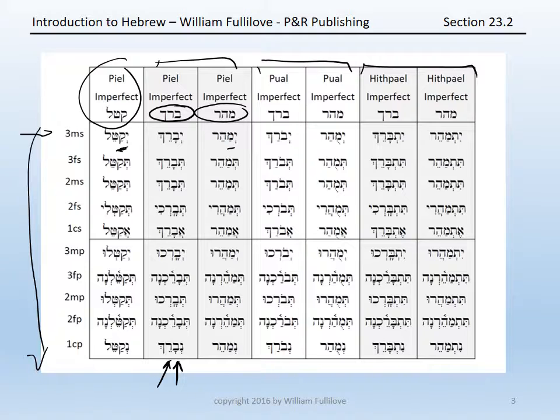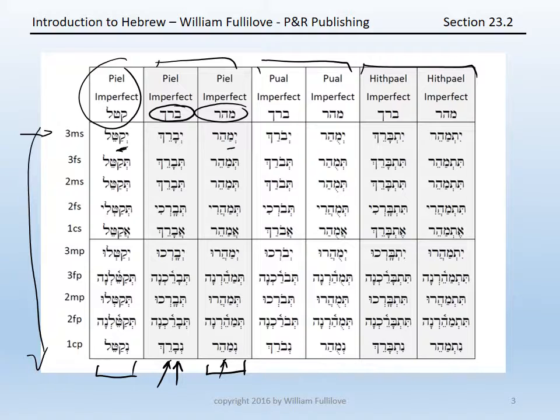With mahar, on the other hand, we have yamaher, tumaher, tumaher, tumahari, amaher, yamaharu, tumaherna, tumaharu, tumaherna, numaher. You'll notice that the paradigm for mahar appears to be exactly like that of the strong verb, because though the hey refuses to double as a guttural, virtual doubling means the vowel ahead of it remains a patach.